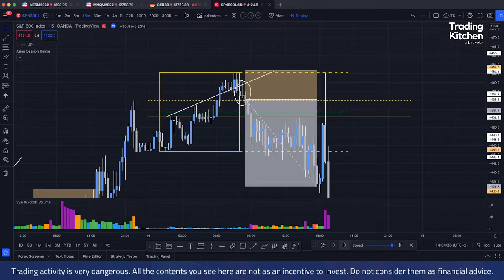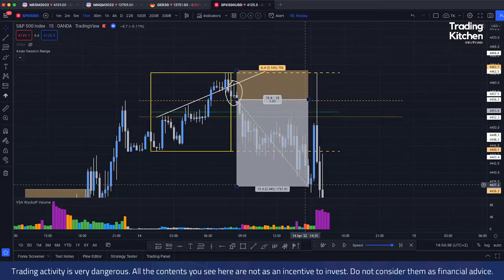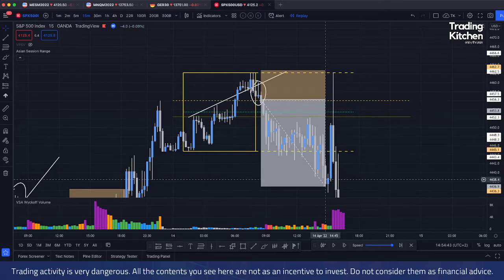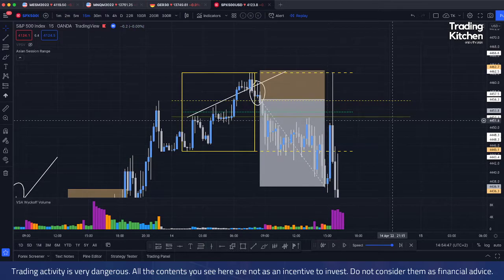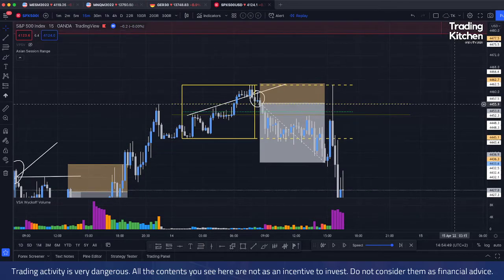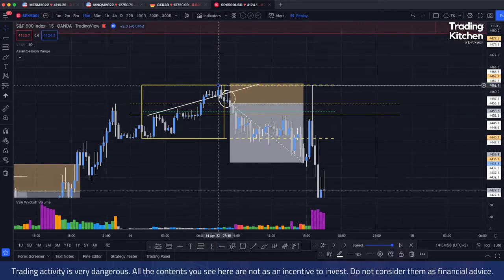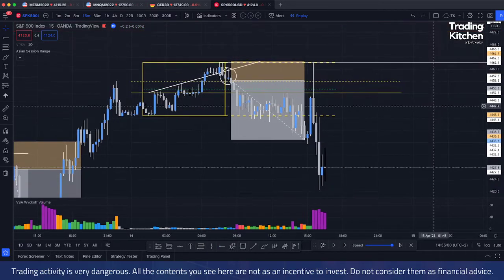Okay, and price hit our TP just a few minutes before the US opening, and this is another manipulation, quite clear. It is quite often during the US opening.